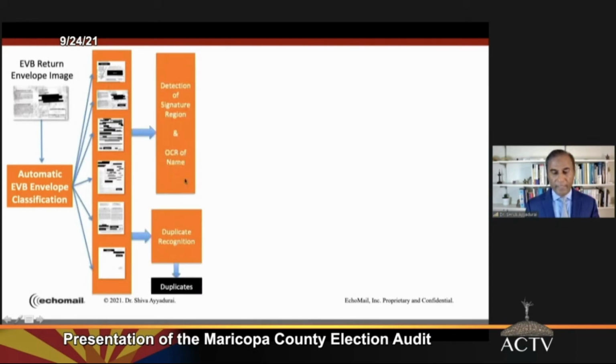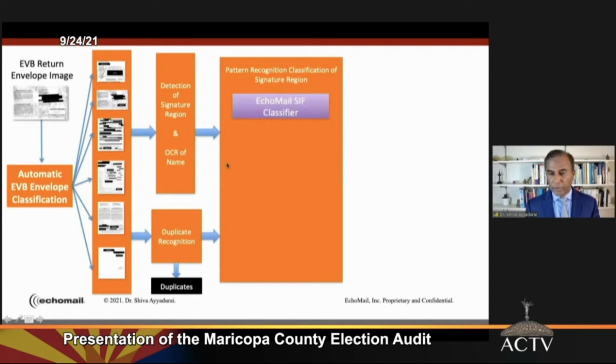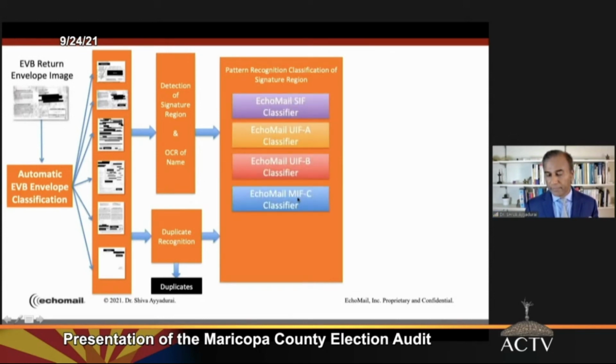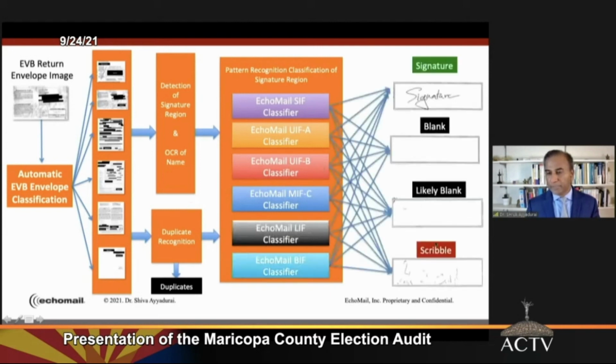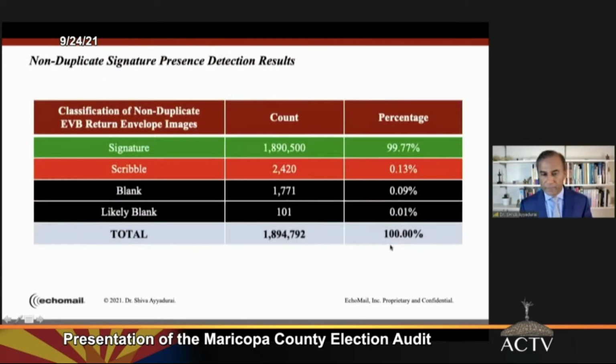And then we looked at the ballots. Once we knew which one it was, we identified what kind of region, and we extracted the region. If possible, though this was not part of the scope, we also tried to extract the name. We were able to do that for close to, I think, 99% of them. We also used different types of classifiers, in pattern recognition lingo, for each one of these different kinds of ballots to ultimately put them into one of these 4 buckets. So let's look at the results.